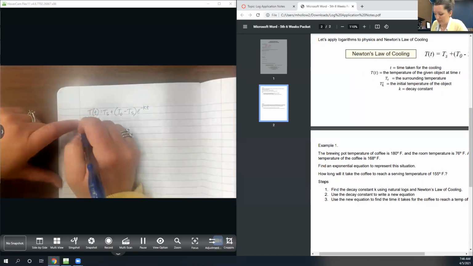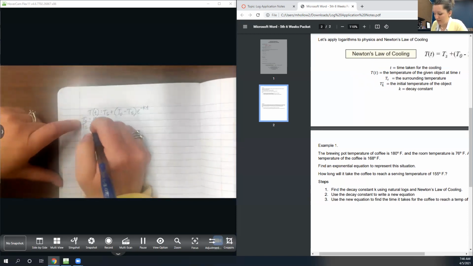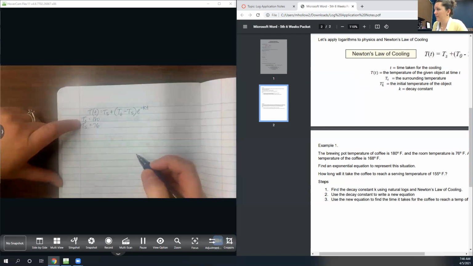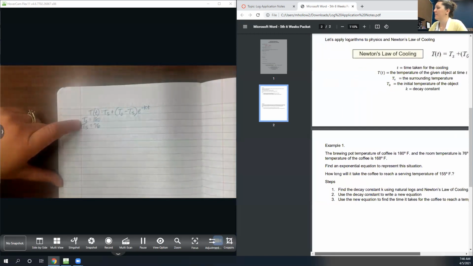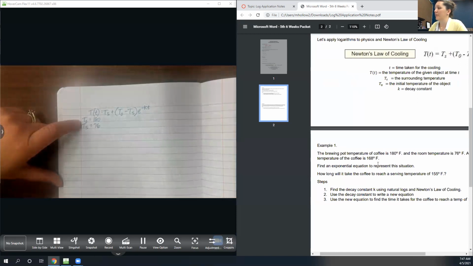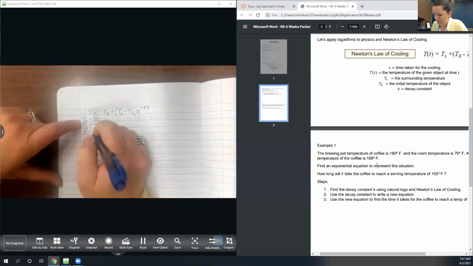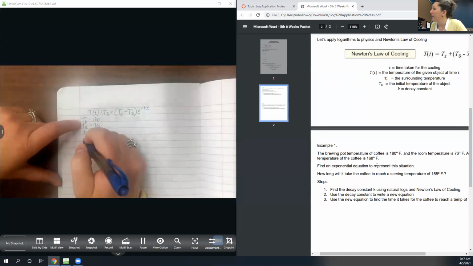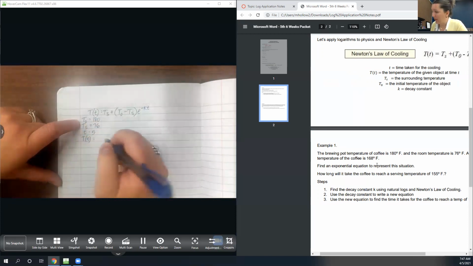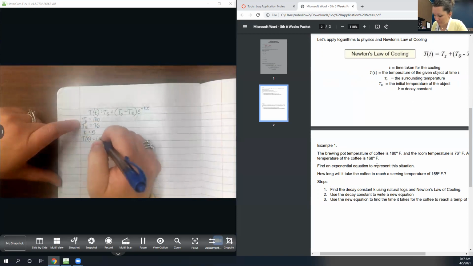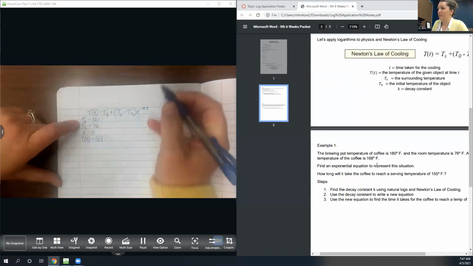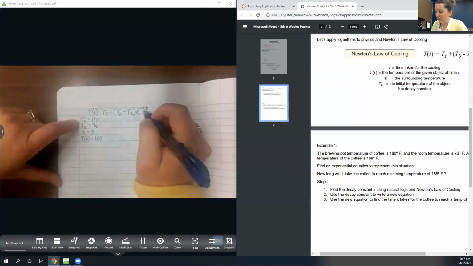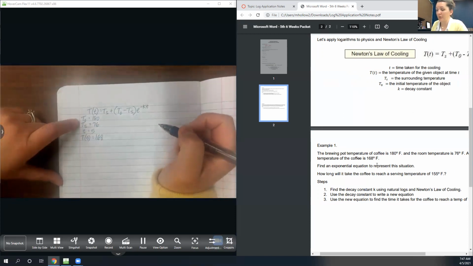And the room temperature is 76. That's your surrounding temperature, right? So T_s is 76 degrees. And then after 5 minutes, the temperature of the coffee is 168 degrees Fahrenheit. So our time here is 5, and our T of 5 is 168, right? So we're going to use all of these numbers first to find our decay constant, that k number there.